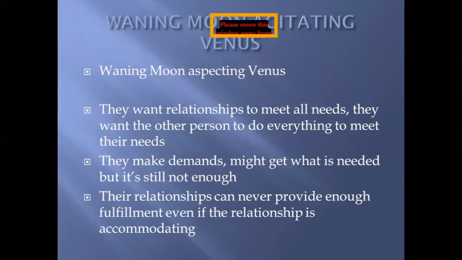And then we've got the waning moon agitating Venus. This happens when the waning moon is aspecting Venus. Remember that Venus has two enemies, the Sun and the Moon. And when the Moon is acting as a cruel planet, when it's a waning moon, and it's aspecting Venus, then it's going to cause agitation. If it's a waxing moon, then that will cause starvation, not agitation.